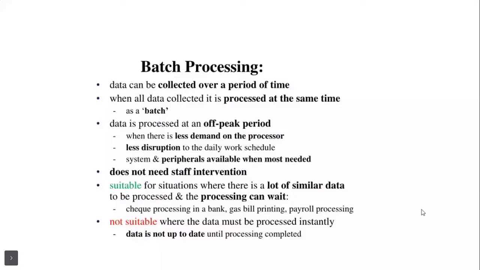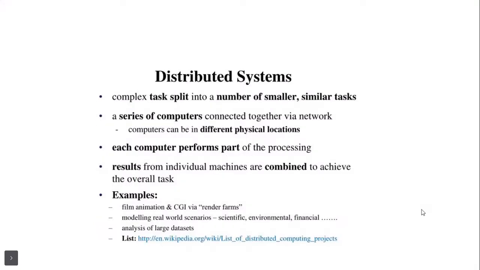The distributed system is for very complex tasks. Here, in the distributed operating system, a very complex task is split into a number of smaller, similar tasks. A series of computers are connected together via a network. The computers can be in different physical locations, and each computer performs part of the processing. For example, film animation and modeling real world scenarios. These are some of the examples of distributed systems.